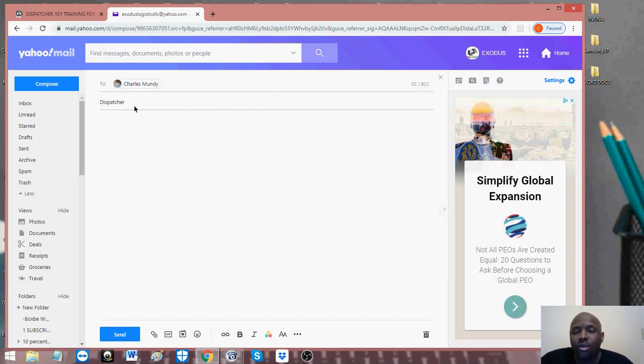This is literally what I used to do a long time ago when I first sent out dispatcher agreements and profiles. Someone asked me the question the other day, well, what's the workflow? What's the whole process, the workflow? So here's the first step.